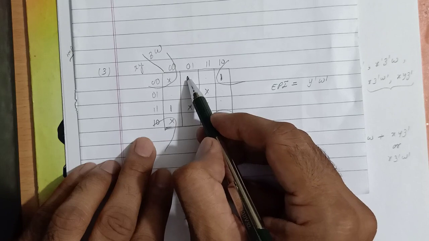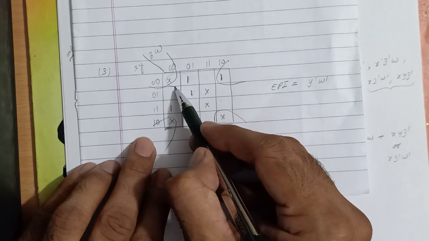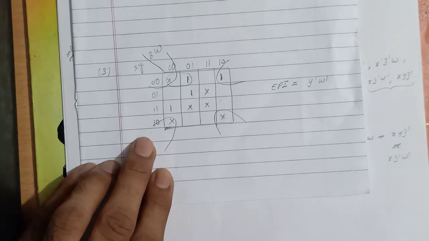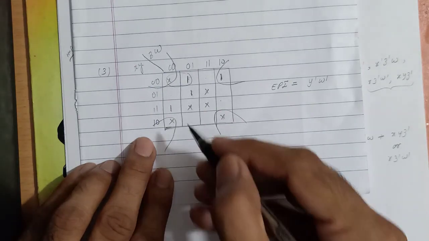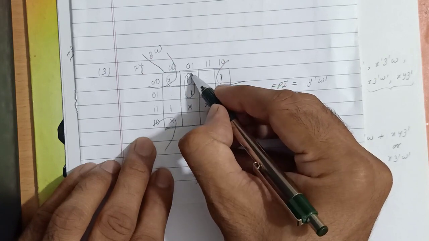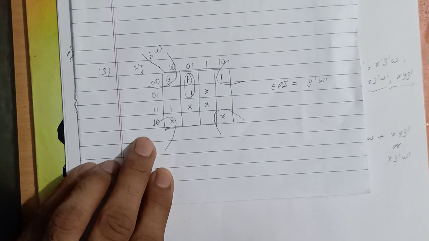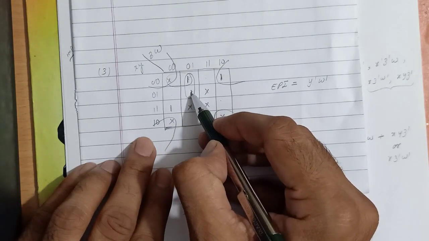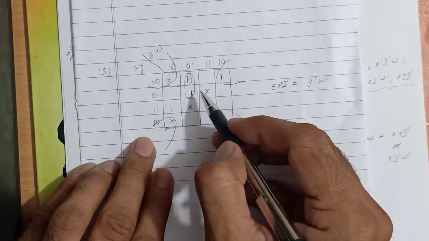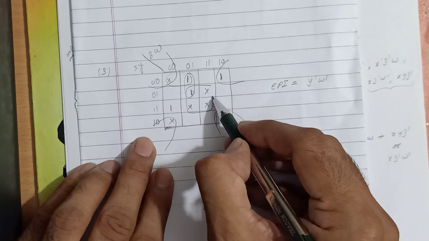Okay, so this one can be covered by this cube of two cells. Yes, this one can also be covered by this. These two are the prime implicants that cover this one. Okay, similarly if we look at this one, it can be covered by this prime implicant. Also it can be covered by this prime implicant.